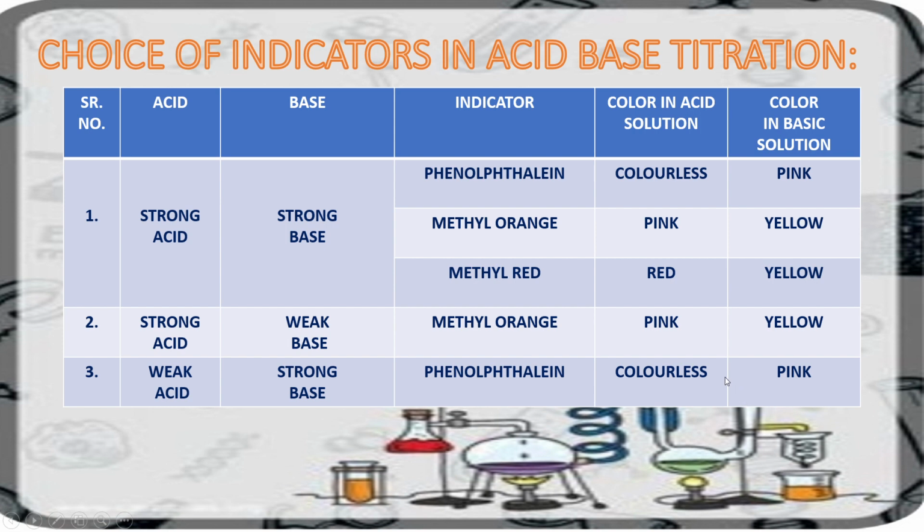So this is the way we can select the indicator for our titration so as to know about the change in the color which indicates completion of the reaction. So this is all about the introduction to the apparatus and the terms involved in the volumetric analysis.